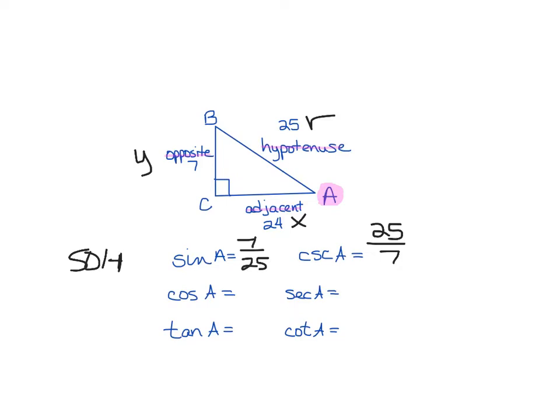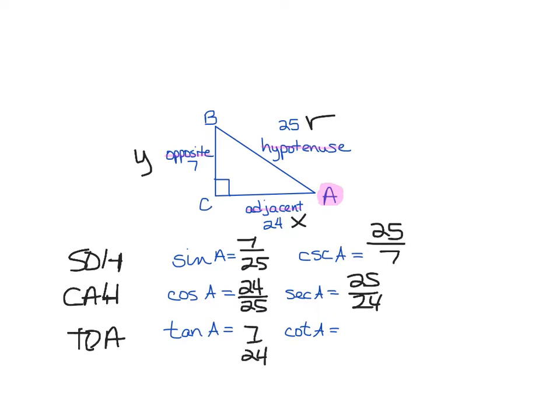For cosine, that is going to be the C, and that would be adjacent over hypotenuse. So for that one, we're going to put 24 over 25. For the secant, it's the reciprocal. And then for tangent, that would be the TOA, or opposite over adjacent. So 7 over 24. And then for cotangent, flip it to the reciprocal. Everybody remembering these? Doing it this way.